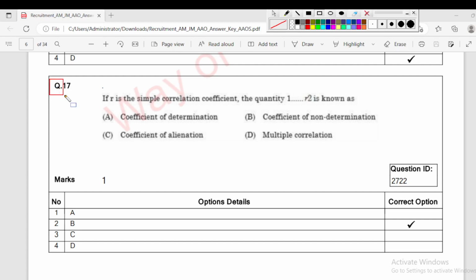Question number 17. If r is the sample correlation coefficient, then the quantity 1 minus r squared is known as: option A coefficient of determination, option B coefficient of non-determination, option C coefficient of alienation, and option D multiple correlation. Option B is correct. Coefficient of non-determination.